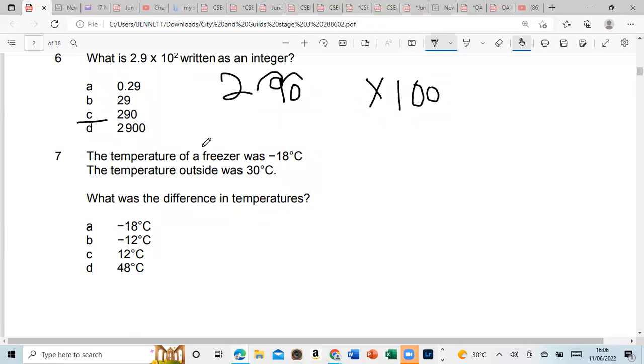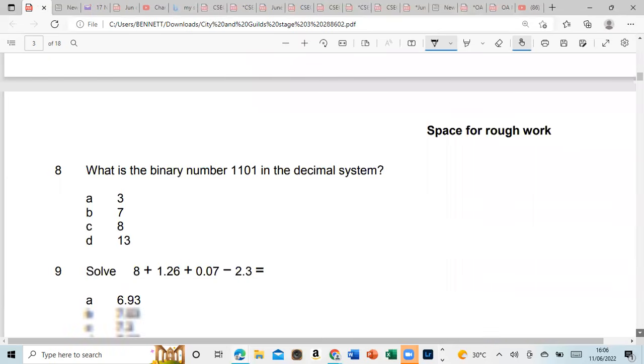The temperature of a freezer was negative 18. So that's below 0. A lot of people can't understand this, right? And then that is 30 above, right? So the distance between them is actually 40 degrees. The difference. Let's move on to number 8.